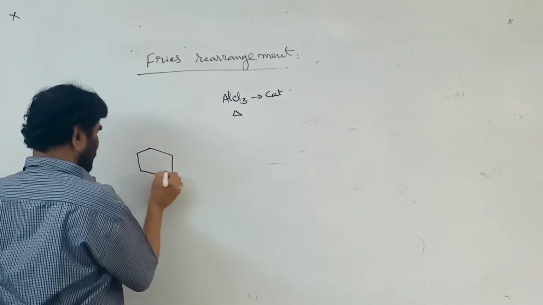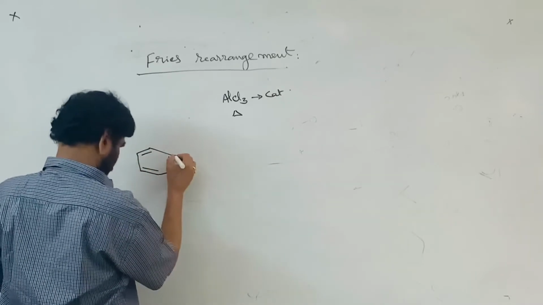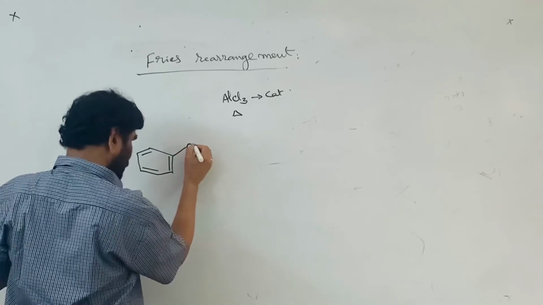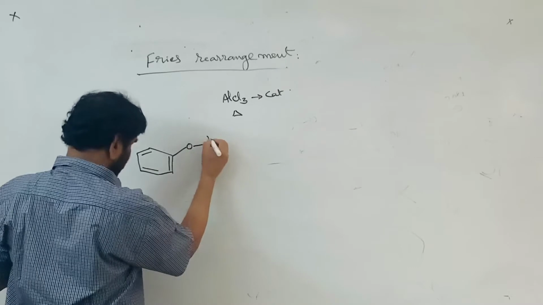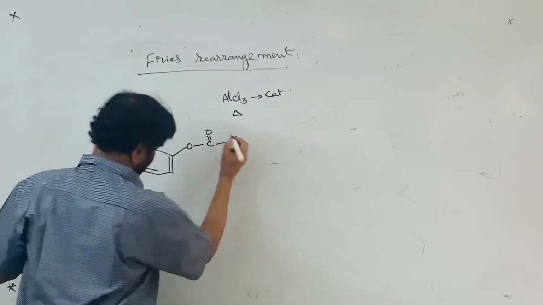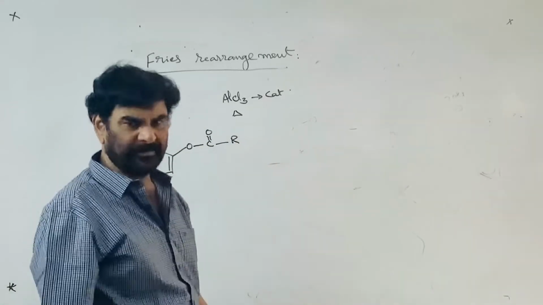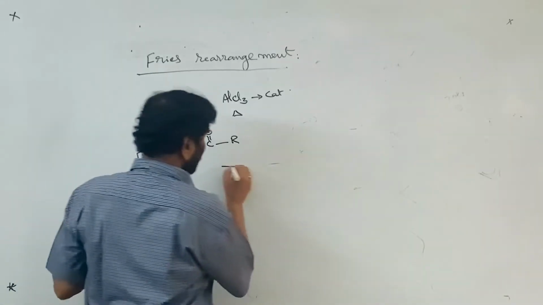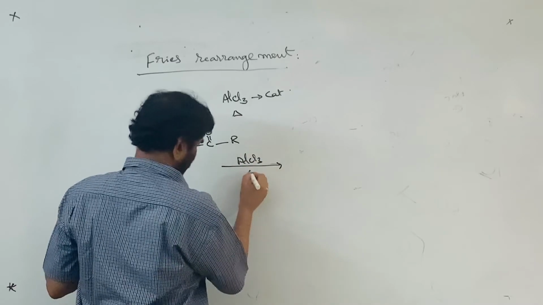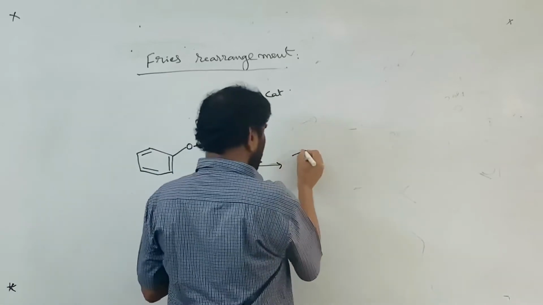So now, that simple reaction. Take the phenol. Let me take the ester, let me write the R, phenyl ester. R can be anything. Now, what is the reaction? This is heated with AlCl3, aluminum chloride, which acts as a catalyst. That's all. The final product is this.